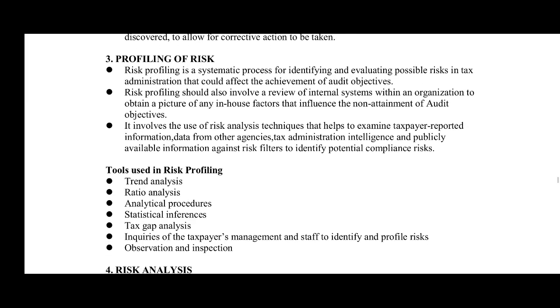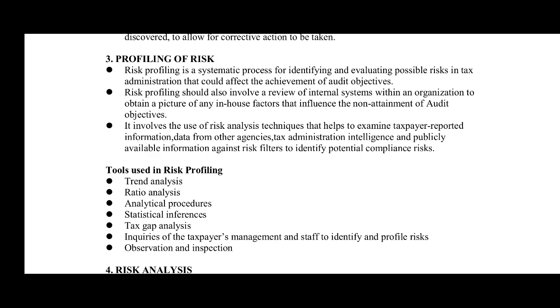After you categorize the risk, you need to profile the risk. What is risk profiling? It is a systematic process of identifying and evaluating possible risk in tax administration that could affect the achievement of audit objectives. So, risk profiling actually has to do with identifying, evaluating, and assigning risk scores to them. That is how we actually do it.